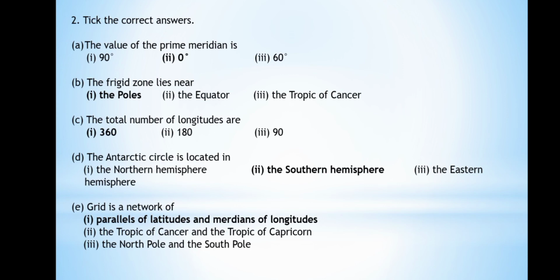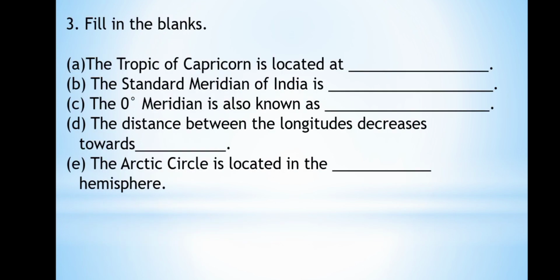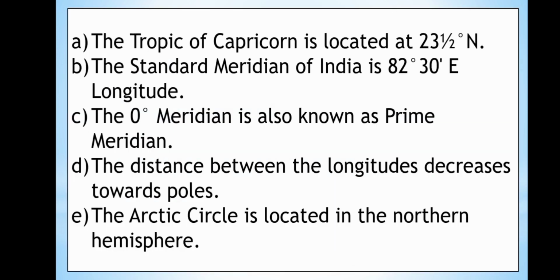Next question is grid is a network of. So grid is a network of parallels of latitudes and meridians of longitudes, right? Here it is. Next question is fill in the blanks. The first one is the Tropic of Capricorn is located at. So the Tropic of Capricorn is located at 23.5 degree, its value.